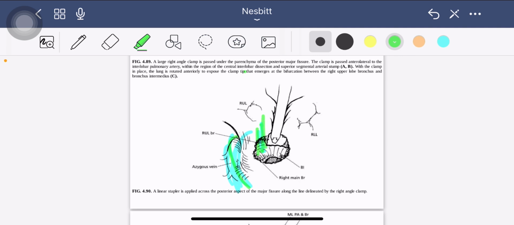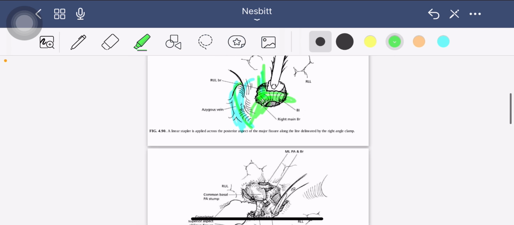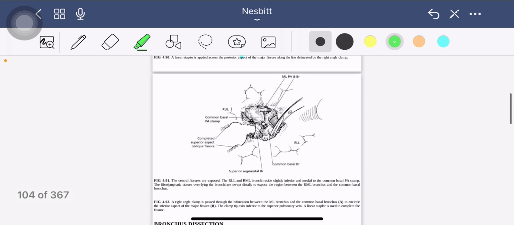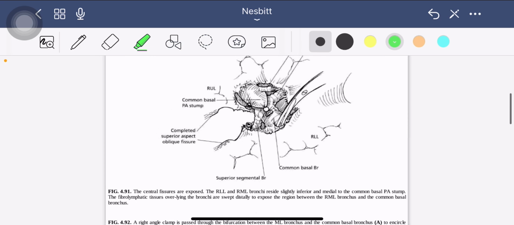So this is the right upper lobe bronchus. This is the azygos vein, the right upper lobe bronchus and bronchus intermedius, and this is the main bronchus. So a stapler is applied across the posterior aspect of the major fissure along the line delineated by the right angle clamp.